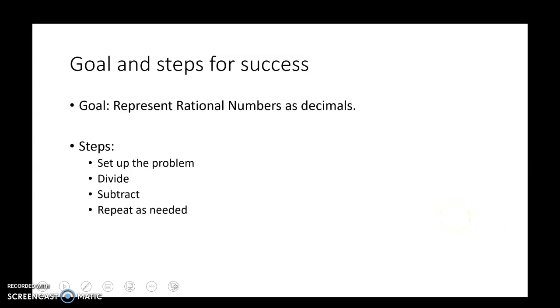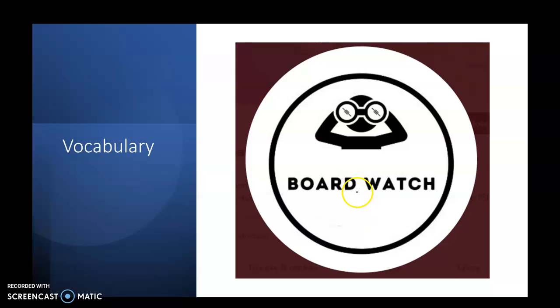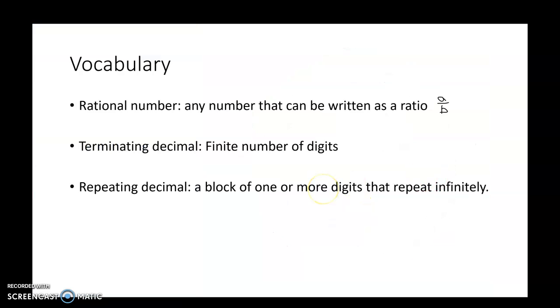Today you're going to be doing representing rational numbers as decimals. Here are your steps. You're first going to set up the problem, then you're going to divide, then subtract, and then you're going to repeat those as needed. Here's some vocab for you. Rational numbers: any number that could be written as a ratio, A over B. Ratio is a fancy word for fraction. So we're going to be writing numbers as fractions, and fractions as decimals today.